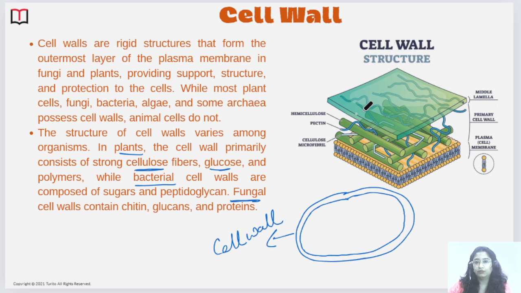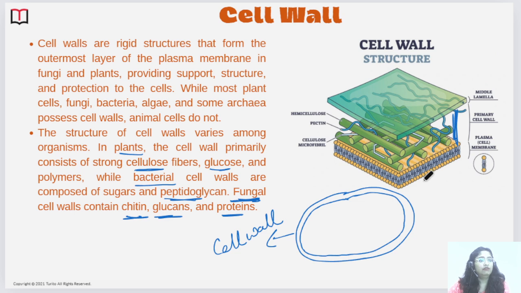Here you can see the structure of the cell wall. This is the hemicellulose. Here pectin is present, cellulose microfibrils are there, and lamella is there. So this whole complete structure is called the cell wall structure. Clear? Now, in bacteria, it is made up of peptidoglycan. We have discussed this in detail in the previous lecture. Please go and see the previous lecture, that is lecture 1. Next, in the fungi, the cell wall is composed of chitin, glucans, and proteins. So these are the different compositions of the cell wall.